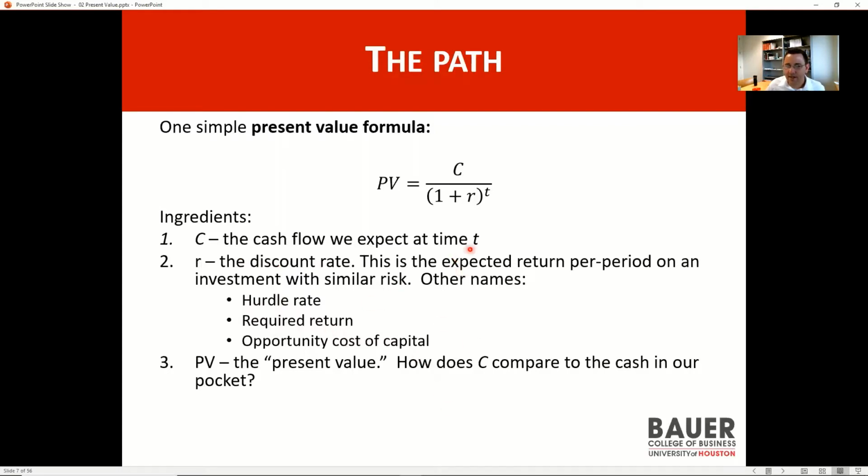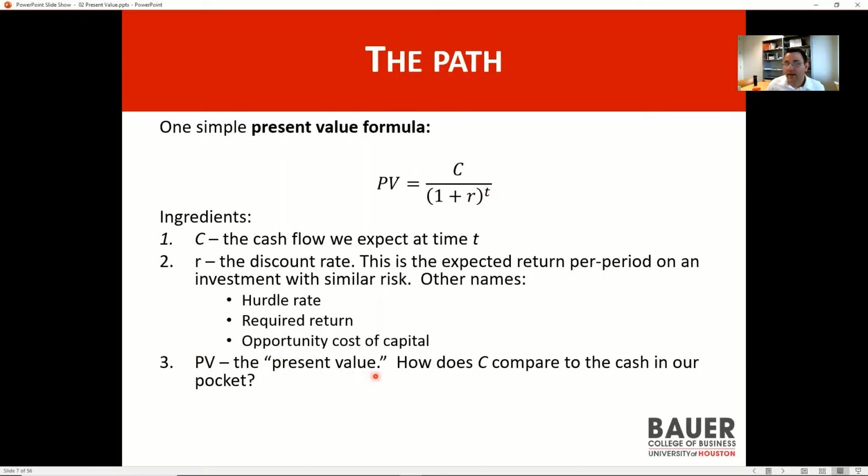But the idea here is that there's a cost to waiting over time. There's a time value of money here. You need to be compensated for that cost, and R is picking that up. Okay, you put these three ingredients together, you calculate the present value.